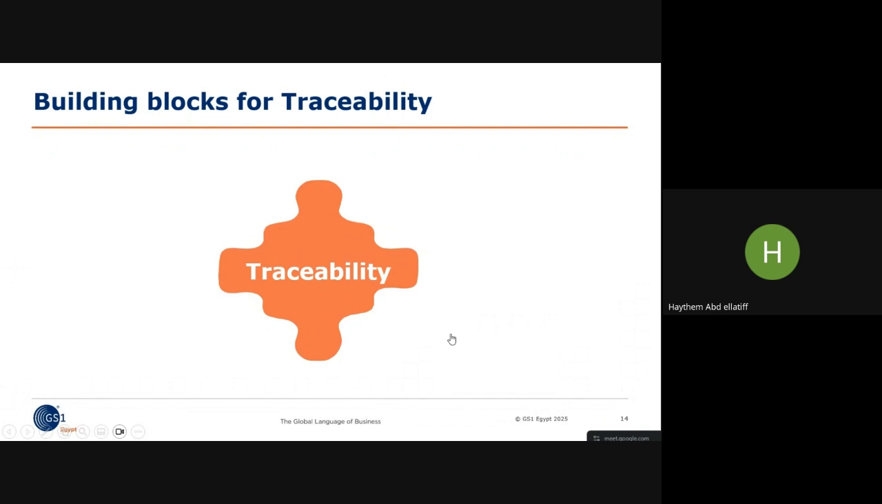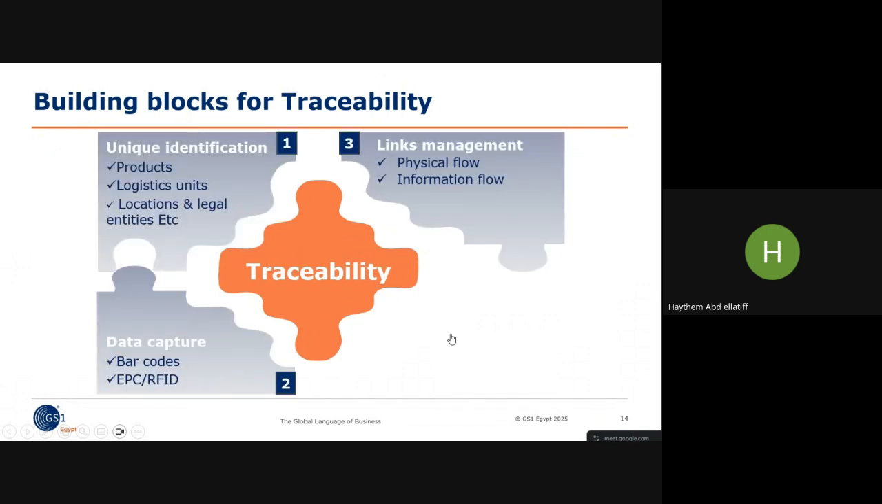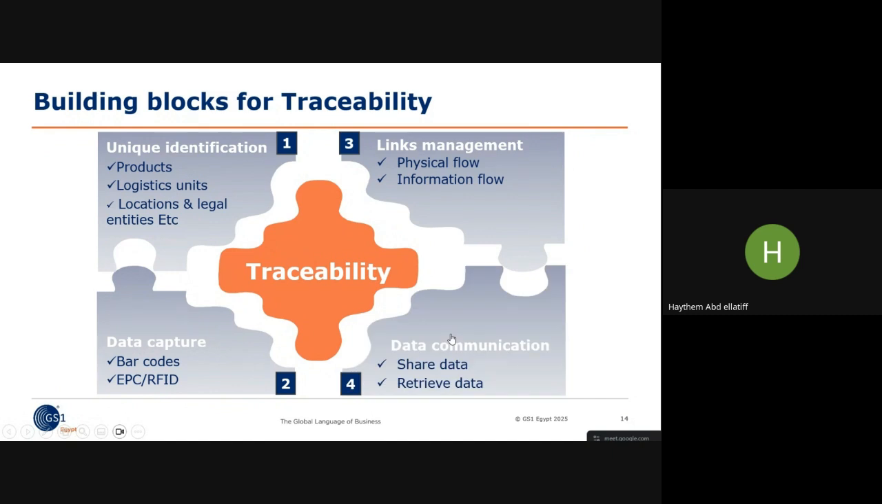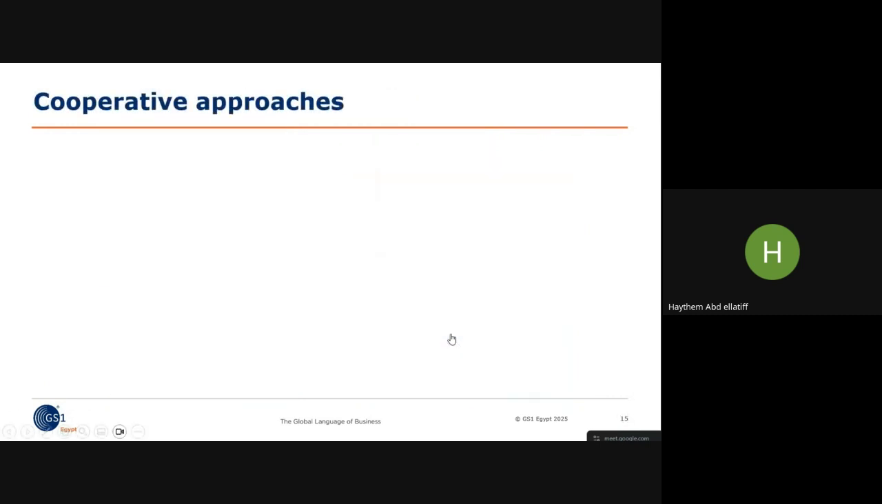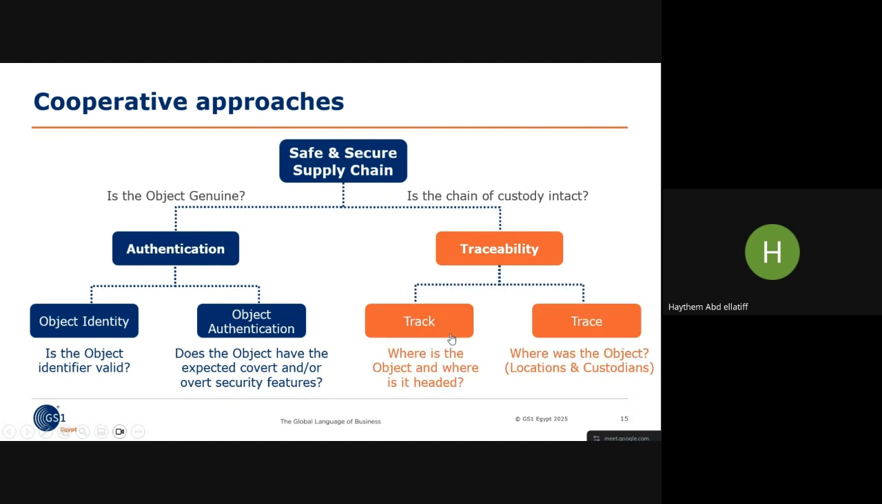And then traceability depends on 4 building blocks: unique identification, data capture, data communication, and linking the physical flow with the information flow. And we have 2 main approaches for track and trace.